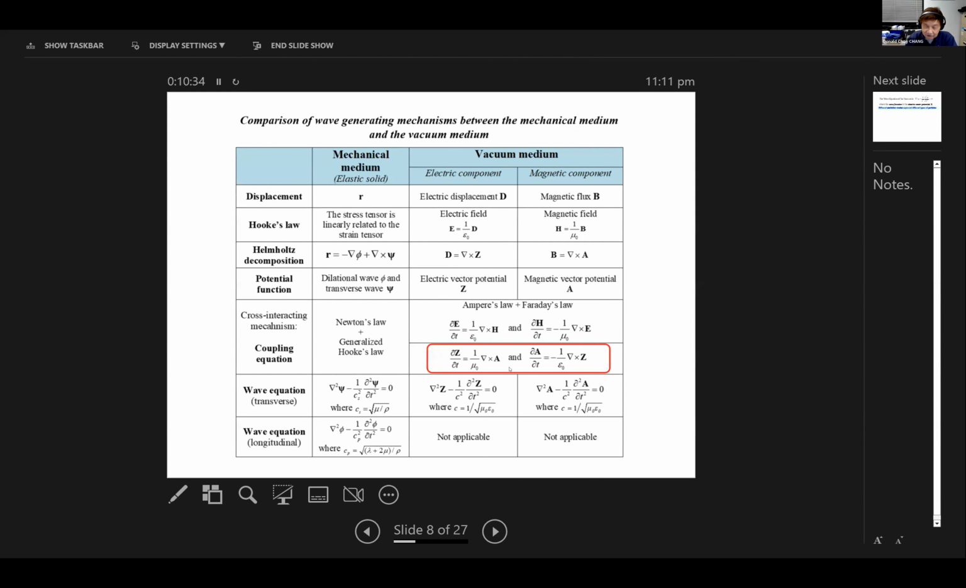Here I'm using a red outline to show that the electric vector potential we defined here and the well-defined magnetic vector potential are causally interacting through this pair of equations, which look really symmetrical. Based on this relationship, it is very easy to derive the wave equation for the excitation of the vacuum medium, which is just like that. By the way, this excitation only has the transverse component and does not have the longitudinal component. That agrees well with what we know, that the photon, the light wave, is a transverse wave.